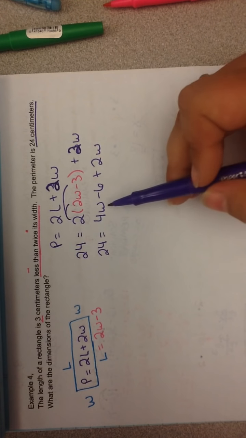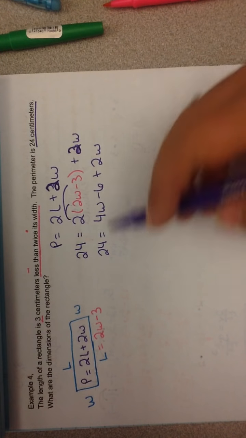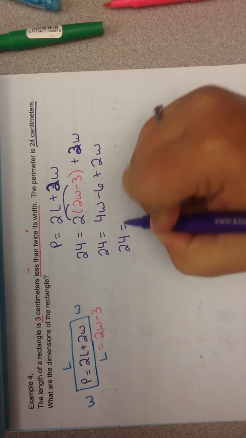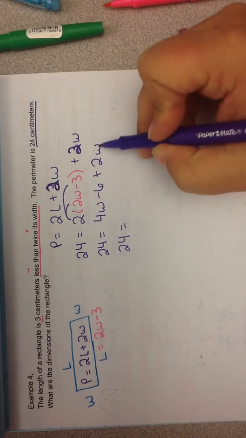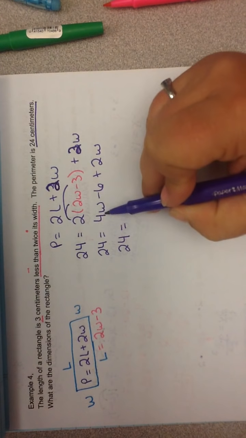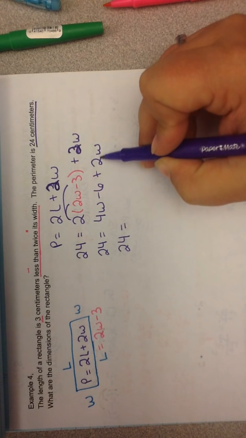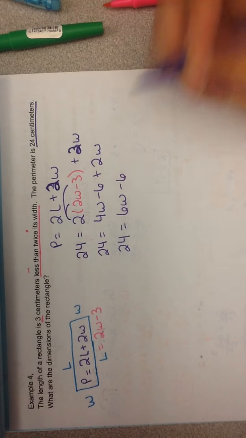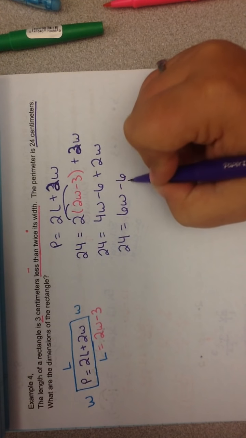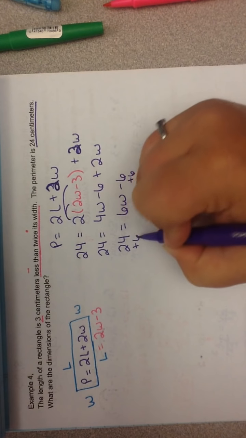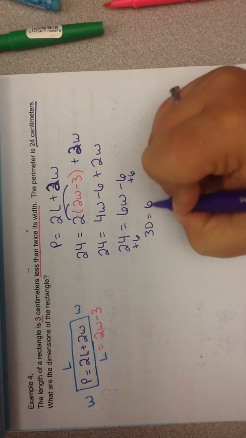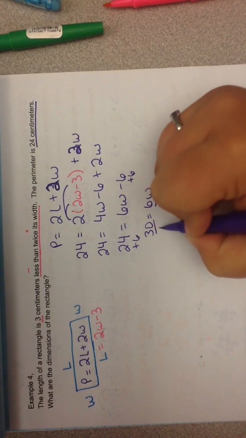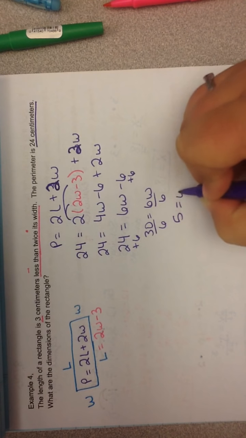It is really early. So then we just combine like terms. So I have 24. Over here my like terms are 4W and 2W, so you combine them by doing 4W plus 2W, so 4 plus 2, 6W minus 6. Now we solve to get W by itself. We would add 6. So 30 equals 6W, divide by 6, and 5 equals W.